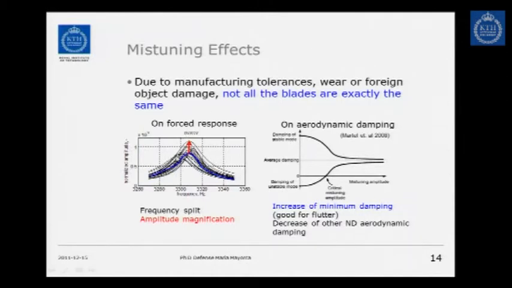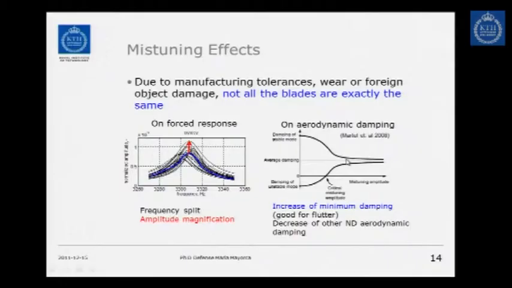And then it also creates an amplitude magnification. And this is very detrimental. You don't know what the amplitude magnification would be. You don't know how the frequency mistuning is beforehand, because it can be distributed in different ways, and you might not know the strength beforehand when you're in design.